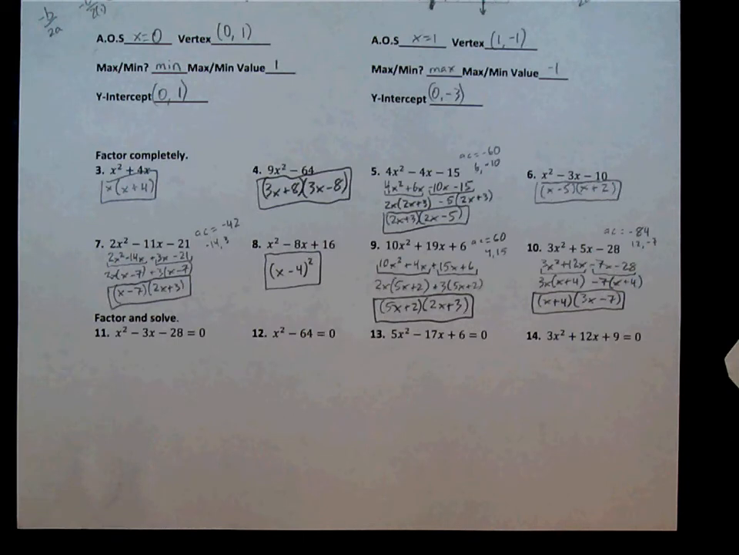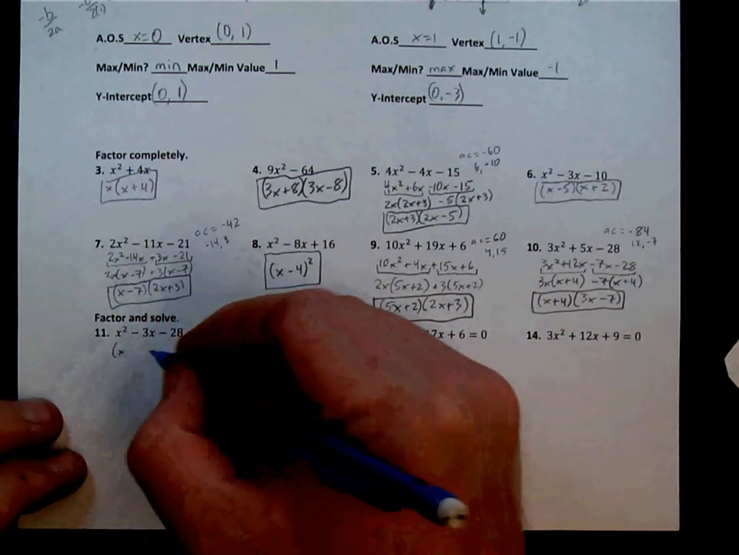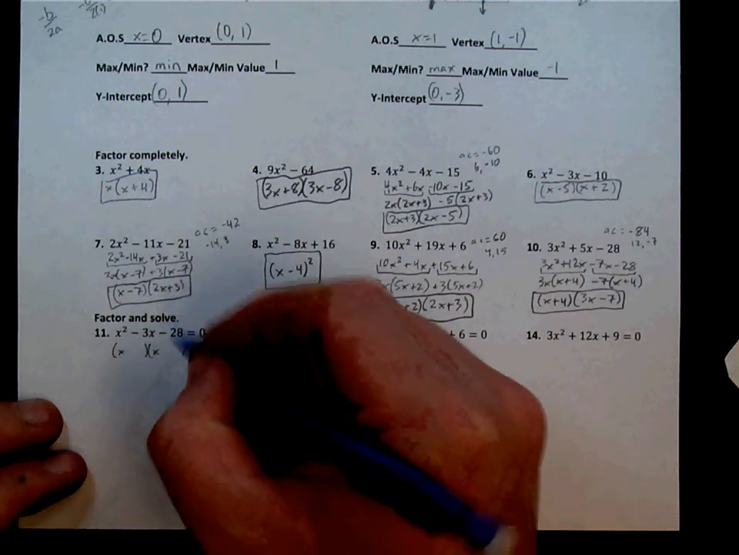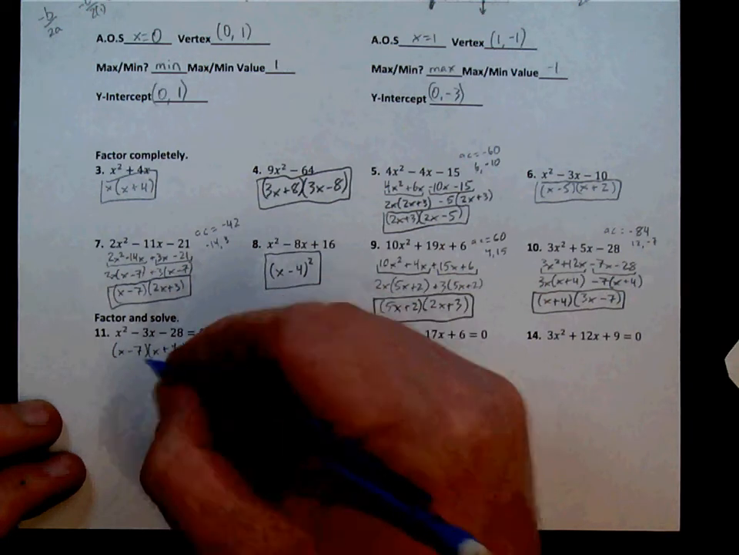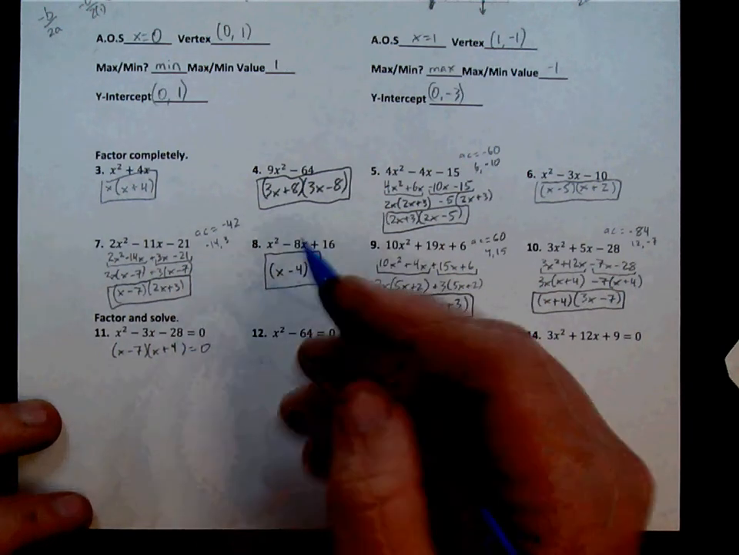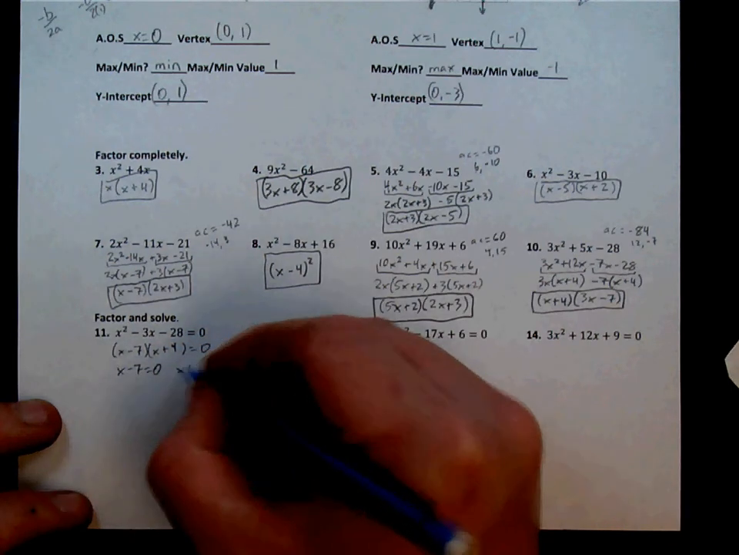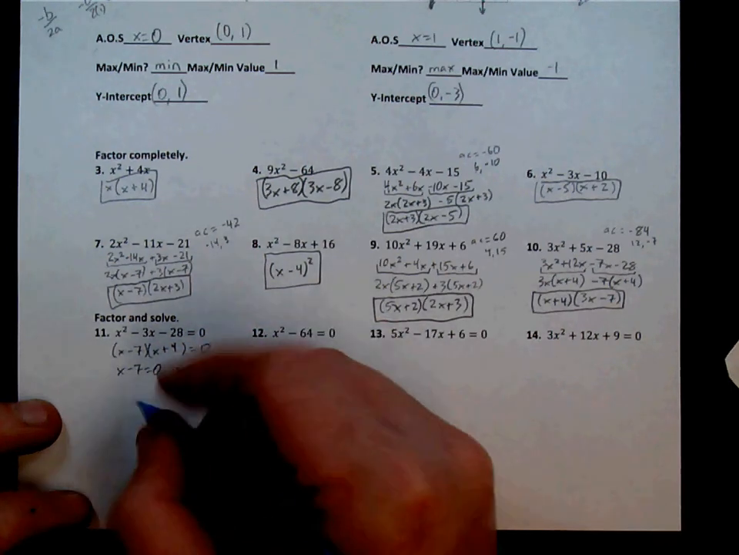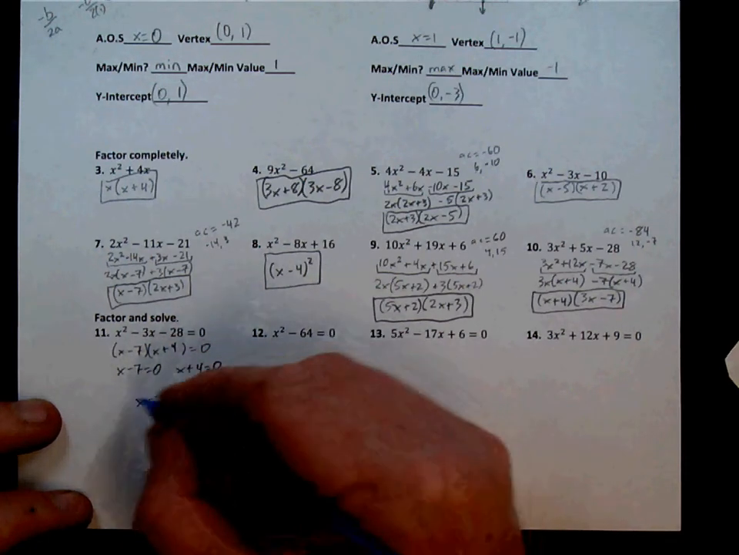Okay, now with number 11 we get into the solving. So factor and then go ahead and solve. Here I'm going to need a negative 7 and a positive 4 for my factoring. So I need to multiply to negative 28 and add to negative 3. Now set each factor equal to 0, so x minus 7 equals 0, and x plus 4 equals 0. We get 7 as an answer, and we get negative 4 as an answer.